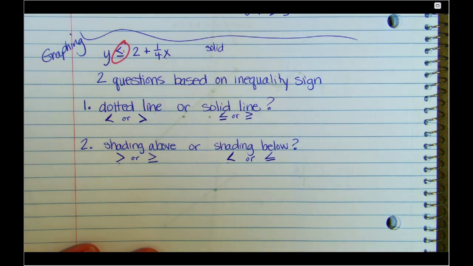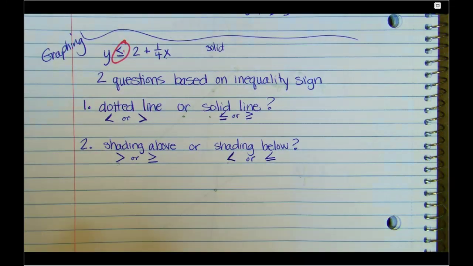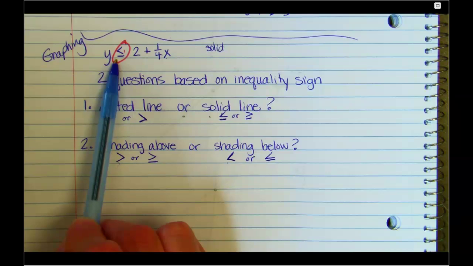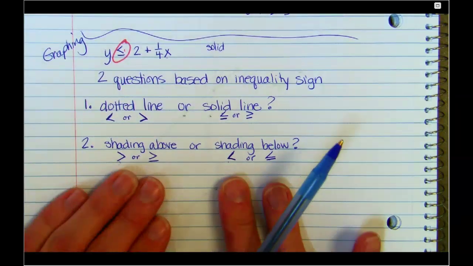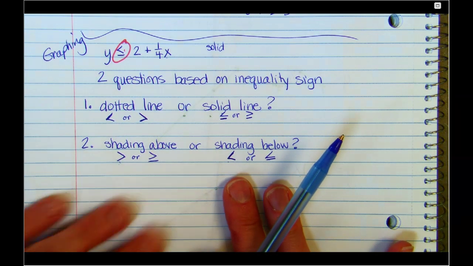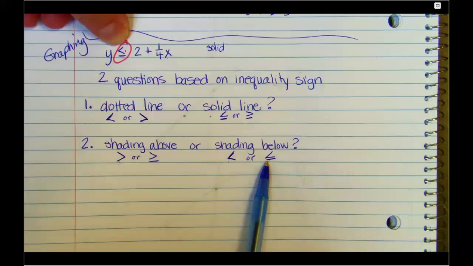Below is less. Now, again, you're going to be like, oh, I don't even know what we're doing. Just stay with me. Okay. Now, this guy's solid. We already said that. Now, based on what we said here, are we shading above or are we shading below? Okay. This symbol is this one. So we are shading below.